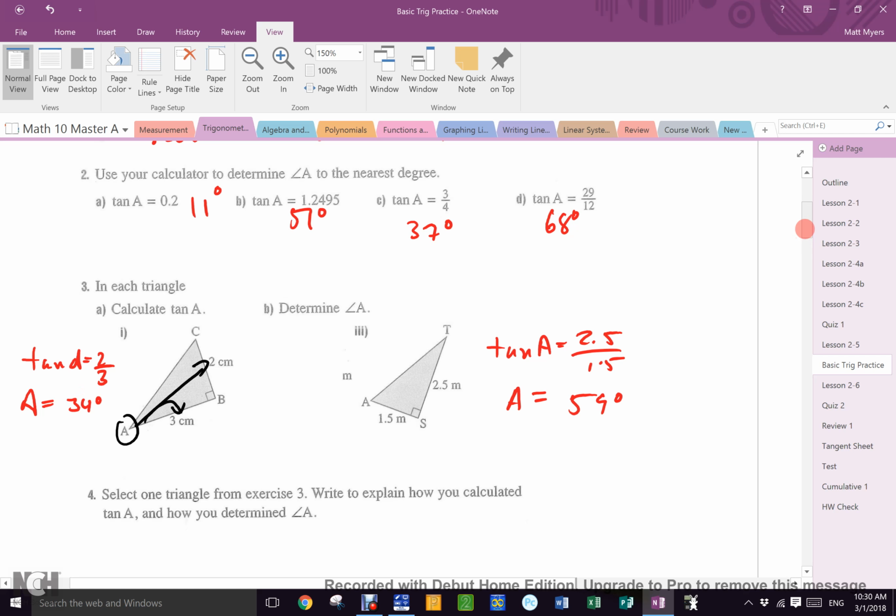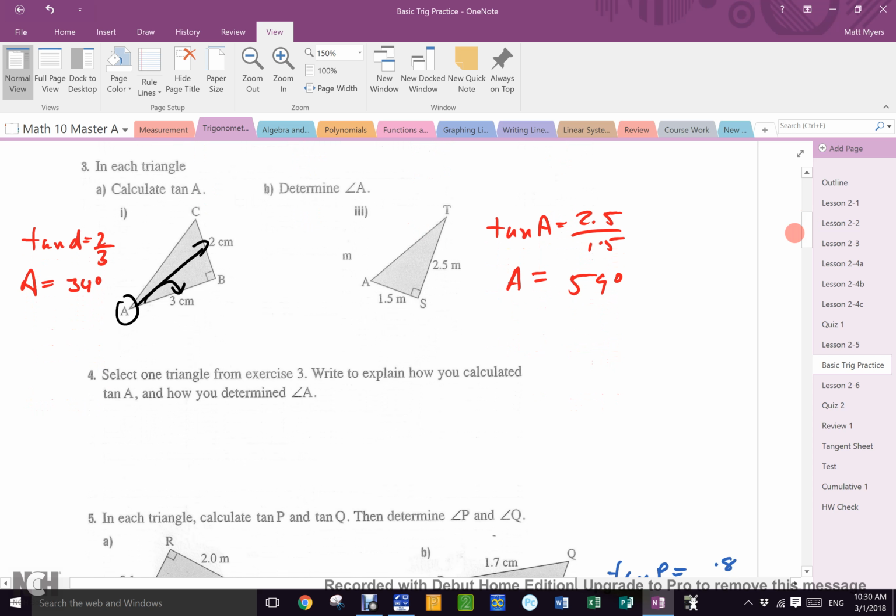Excellent. Number 4 says you have to tell me what you did. I can't answer that because I am not you. You would have to tell me what you did. What I did was I looked for the opposite and the adjacent. I set up the fraction, and then I went to my calculator and pushed shift, tan, bracket, 2 divided by 3, bracket, equals. If you have a backwards calculator, that's not going to work for you. You need to know how to do it. But if you got 34 and 59 and 2 over 3 and 2.5 or 1.5, then you know how to do it.